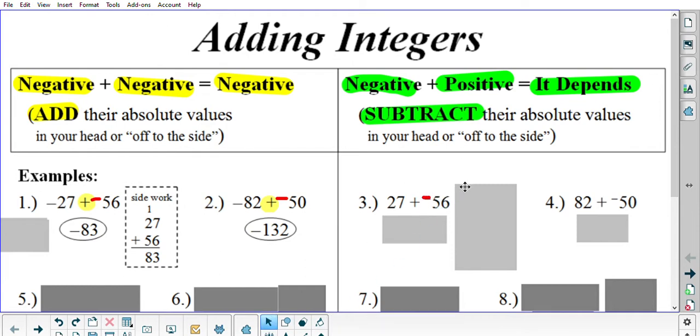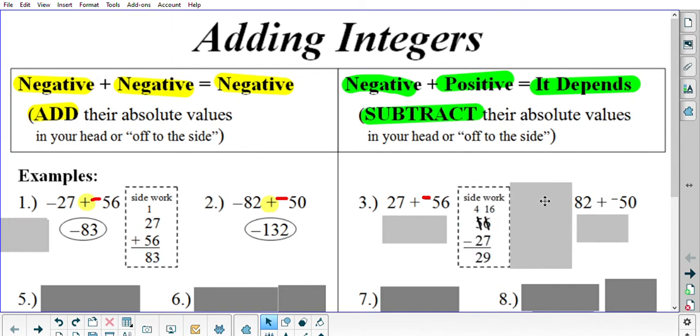When the numbers are different signs, one's positive, the other's negative, then just like I highlighted in green up here, we are going to subtract either off to the side or in our head. Now, this one was a little harder to do in my head, so I did it off to the side. Now, something you need to know, and I didn't type this up on your guided notes, please forgive me, is the number that you put on top when you subtract should be the number with the bigger absolute value, which was the negative 56. So drop the signs because you're subtracting their absolute values. 56 goes on top, 27 goes underneath.